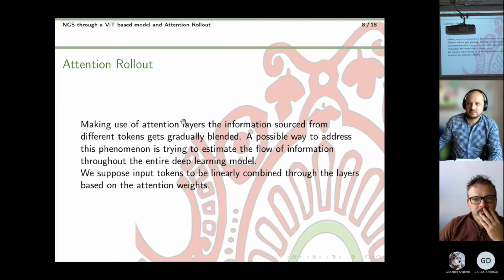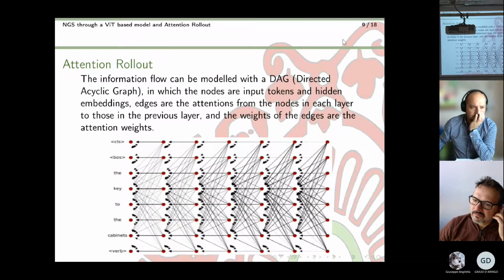So what happens is that we would like to have a way to quantify the attention flow, and this is what attention rollout is. Of course, to use this method, we make an assumption: that input tokens can be linearly combined through the layers based on the attention weights. This is how attention rollout should be implemented.